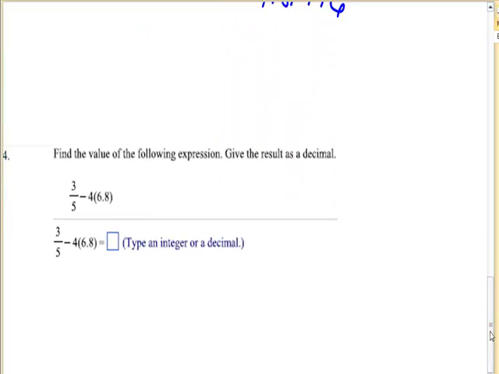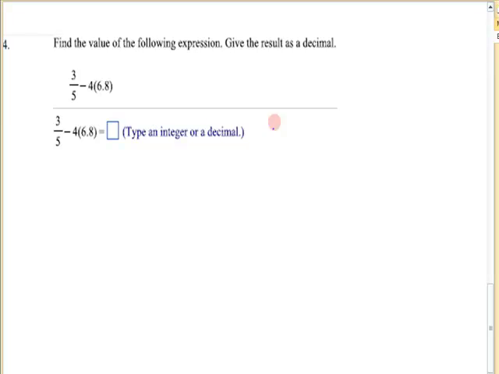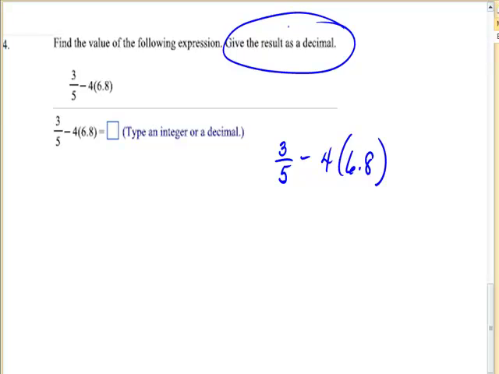All right, the last one does involve a fraction. I have 3/5 minus 4 times 6.8. Now, I don't have to accept that it's in a fraction, because in these instructions I'm supposed to give my result as a decimal. So I'm going to immediately change this fraction into a decimal. So I would take 3 divided by 5, and I will get 0.6 minus 4 times 6.8.